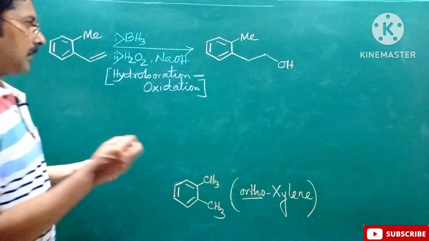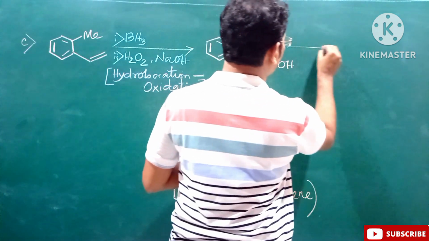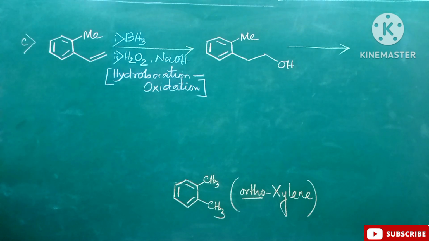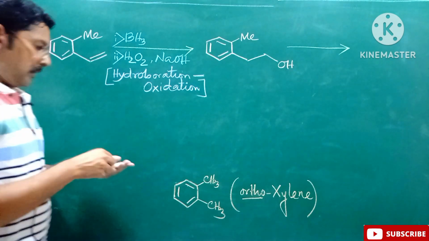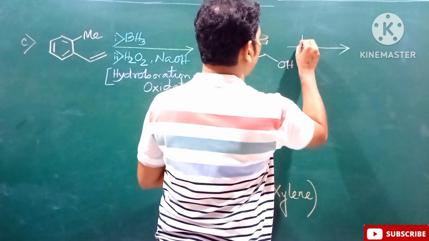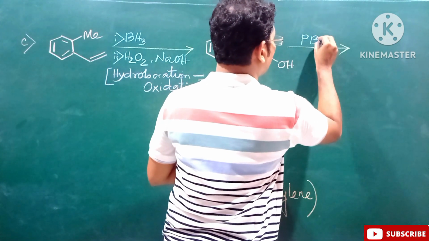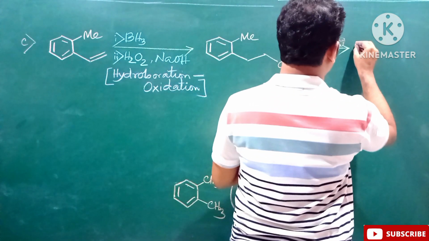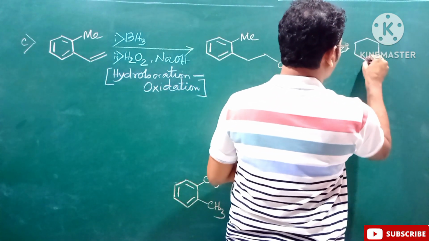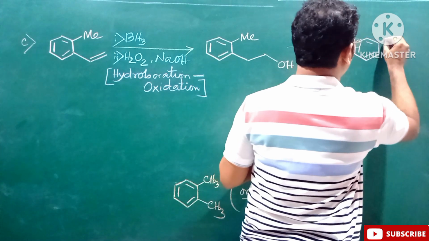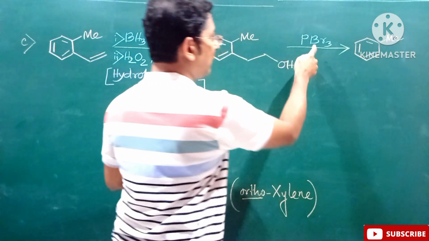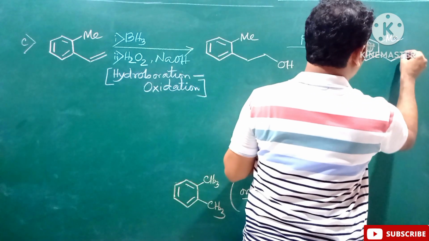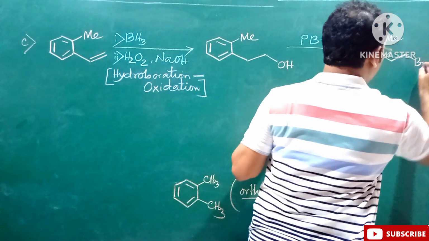Now this molecule is treated with PBr3, that is red phosphorus and bromine, right? And in presence of red phosphorus and bromine, that is PBr3, this methyl group will remain intact and this bromine will substitute this OH group, right? So you will get this one is bromine.